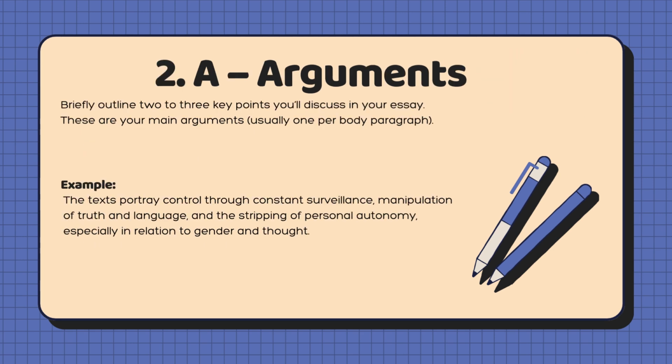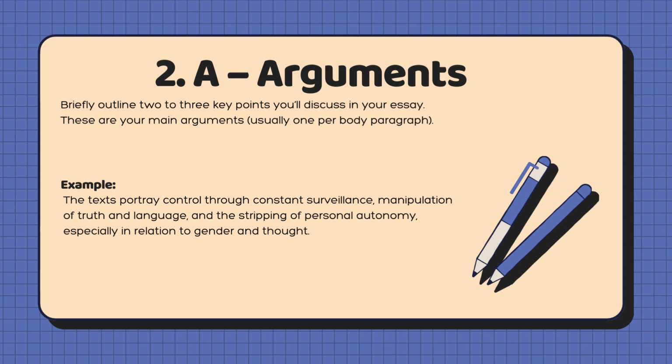Next is arguments. This is where you preview your main points that you'll be exploring in your body paragraphs. You need to mention the specific techniques, themes, or conflicts that you're going to be discussing, and give your reader a sense of how you'll approach the topic. Think of this as your coming attractions. You're giving the reader a sneak peek into what is coming without spoiling the whole show. You can see my example there. The texts portray control through constant surveillance, manipulation of truth and language, and the stripping of personal autonomy, especially in relation to gender and thought.